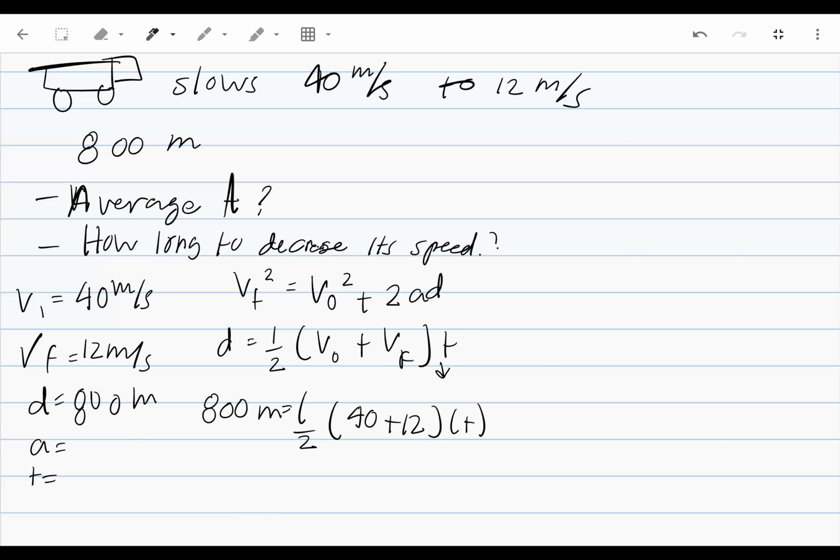So now we just want to isolate t. We want to get rid of the 1/2 first, so I would multiply by 2 on both sides, so I get 1600 meters equals 40 plus 12 times time. 40 plus 12 is 52 times time equals 1600. Again, this is pretty simple math. Kinematics may be confusing because it is physics, but it is just plugging in and recognizing the formulas and when to use them.